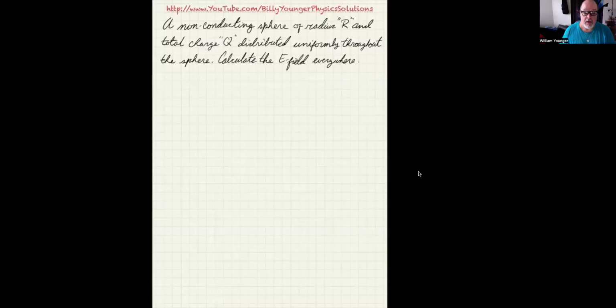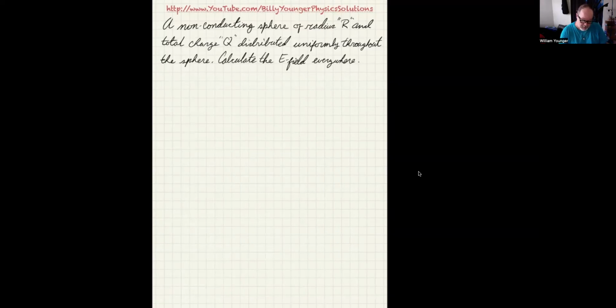Then I'm going to start sharing the screen with my open notes. So now I'm sharing the screen. I've already sort of rewritten the problem in cursive. I would like to see people be able to write in cursive again, because really writing in print is way less efficient and way slower. So anyways, it says a non-conducting sphere of radius capital R and total charge Q distributed uniformly throughout the sphere. Calculate the electric field everywhere.